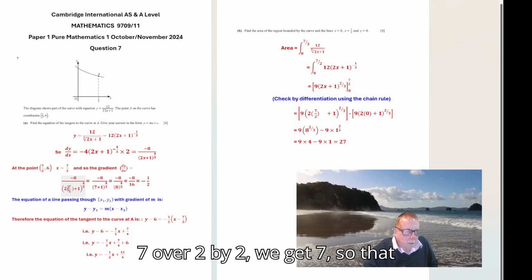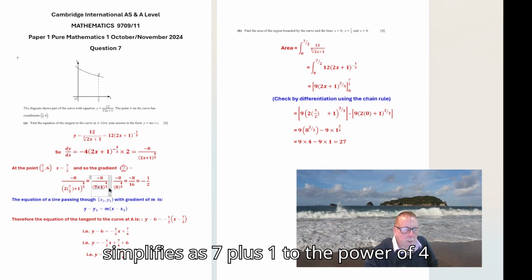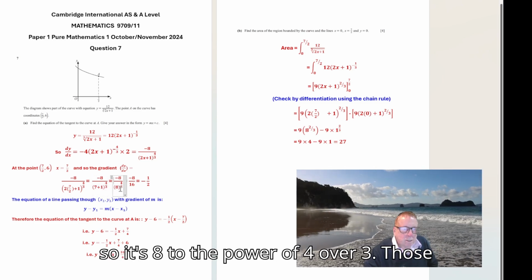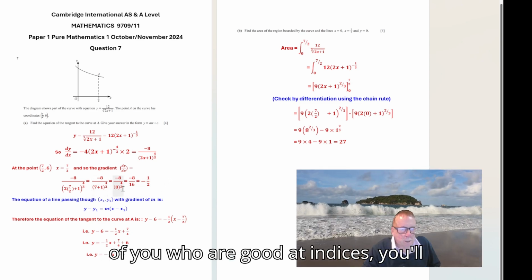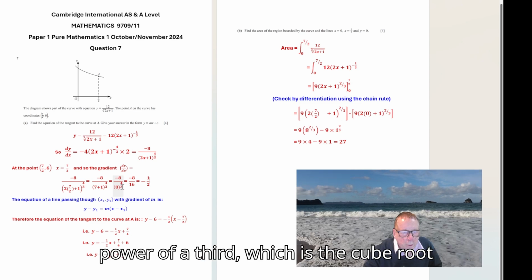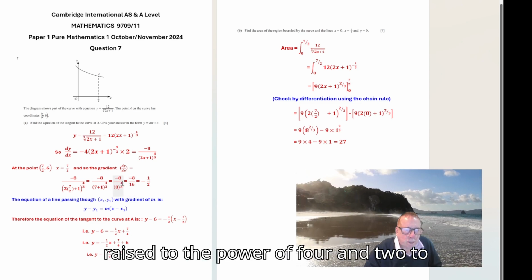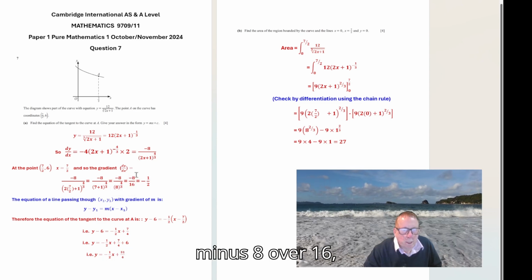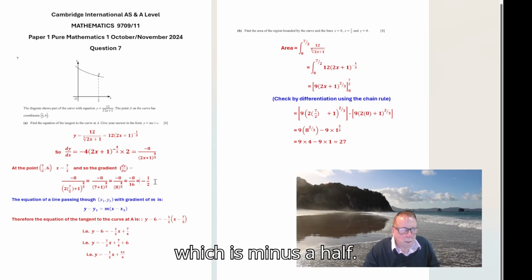Multiplying the 7 over 2 by 2, we get 7. So that simplifies as 7 plus 1 to the power of 4 over 3. 7 plus 1 is 8, so it's 8 to the power of 4 over 3. For those of you who are good at indices, you'll know that this is 8 raised to the power of a third, which is the cube root of 8, which is 2, and then that's raised to the power of 4, and 2 to the 4th is 16. So we end up with minus 8 over 16, which is minus a half.